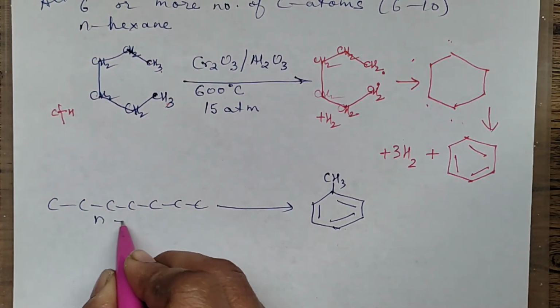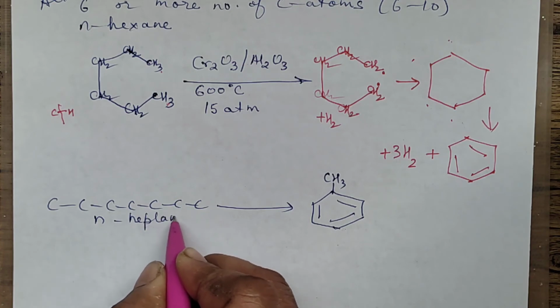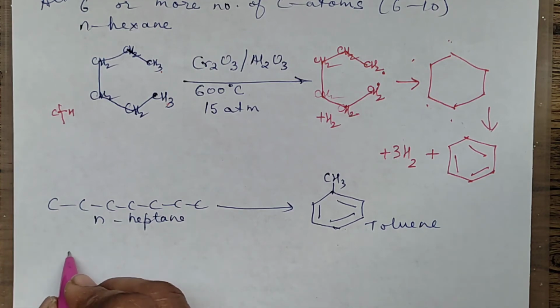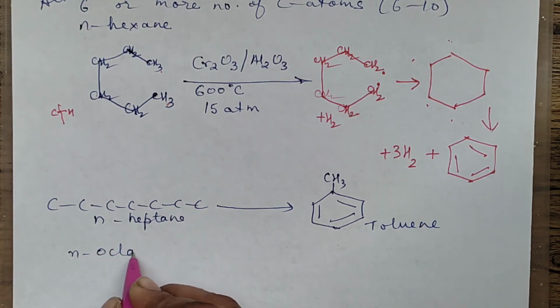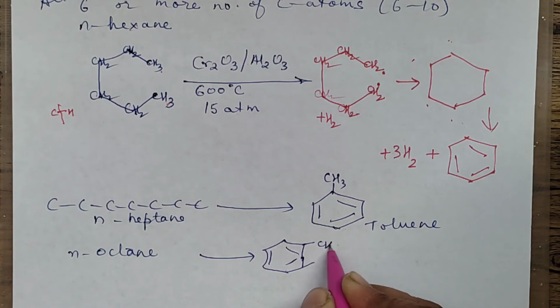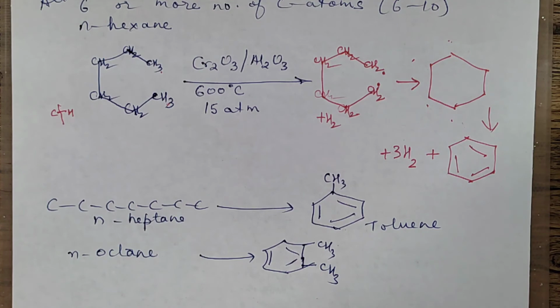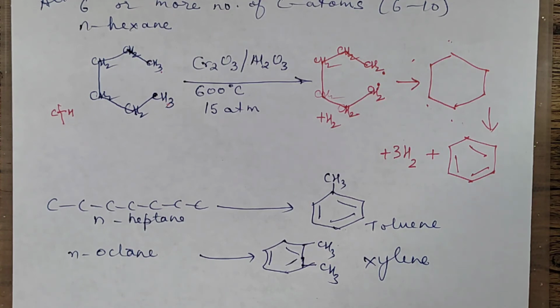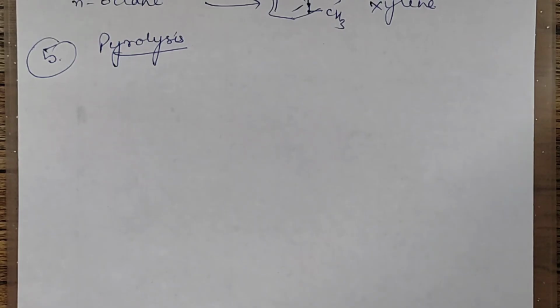Now suppose there is octane. This is normal heptane. If heptane is there, it will result in the formation of toluene. If you have taken octane, then it will result in the formation of xylene. That means you may get 2 methyls either on the adjacent carbon, or you may be having methyls at different positions. That means you will get xylene here. This is aromatization. Clear? Now moving on to the last reaction, that is pyrolysis.